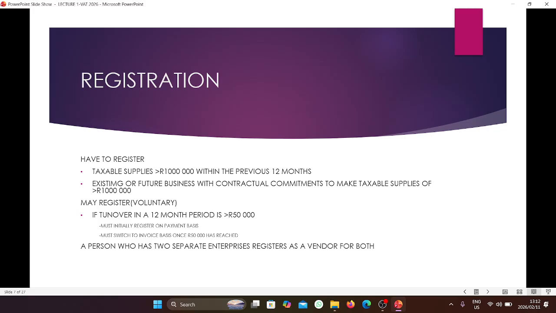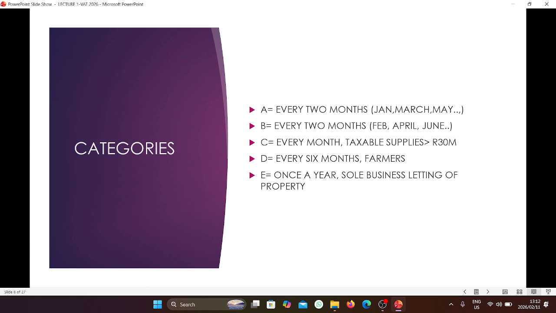And then a person who has two separate enterprises should register as a VAT vendor for both. So sometimes it can happen that a person has more than one business, right? Maybe they have a restaurant and then they have a hotel on the other side. You have to register both businesses for VAT, right? And then categories. Remember, we spoke about VAT vendors falling under specific categories, right?